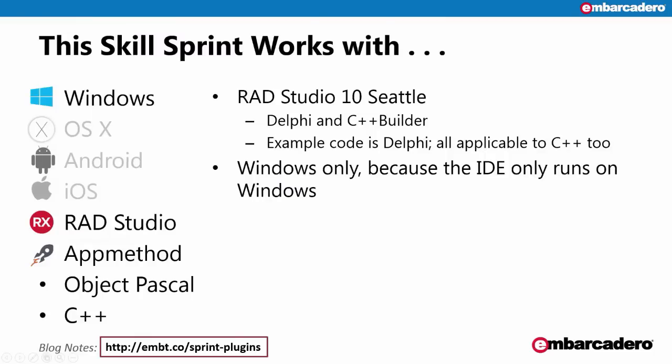The skill sprint works with both C++ and Delphi Seattle. The example code is all in Delphi, but it's all completely applicable to C++ as well, both the C++ personality inside the IDE and also that you can write the same code using C++ Builder to write a plugin with C++. However, it's Windows only because the IDE only runs on Windows.